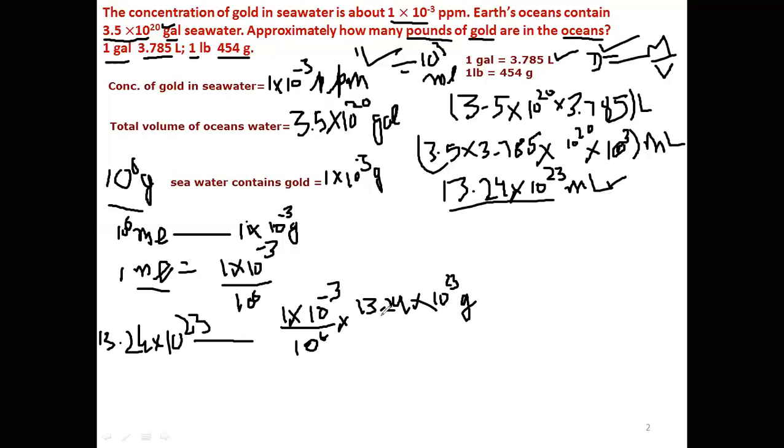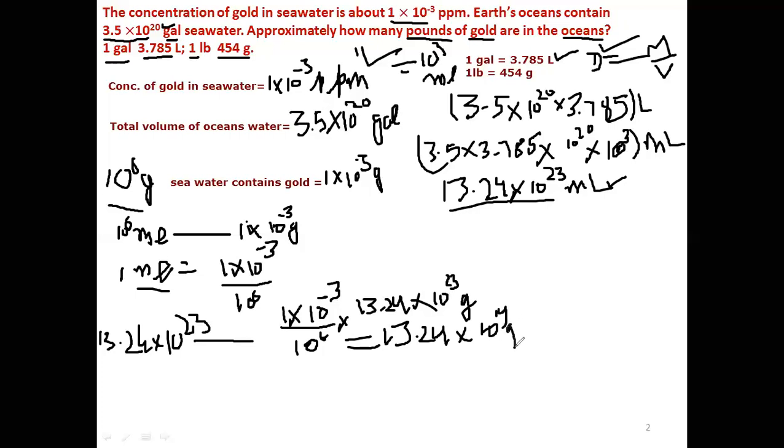So if we solve it, it is 13.24. 10 raised to the power minus 3 into 10 raised to the power 23 is 10 raised to the power 20. 10 raised to the power 20 divided by 10 raised to the power 6 is equal to 10 raised to the power 14. So it comes out to be 13.24 into 10 raised to the power 14 grams.